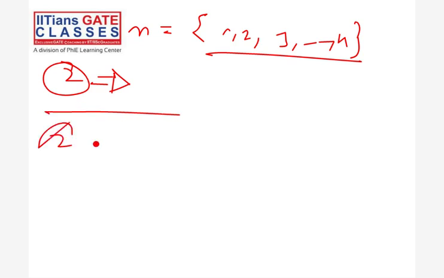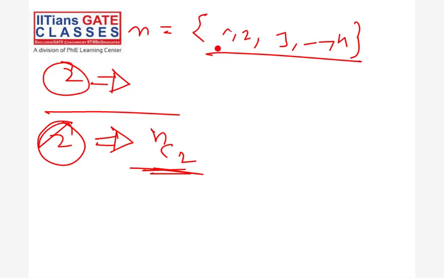When repetition is not allowed, then what is the answer? Then it is simple, nC2. When repetition is not allowed, there are only nC2 ways to select two elements. But when repetition is allowed, then what will happen?